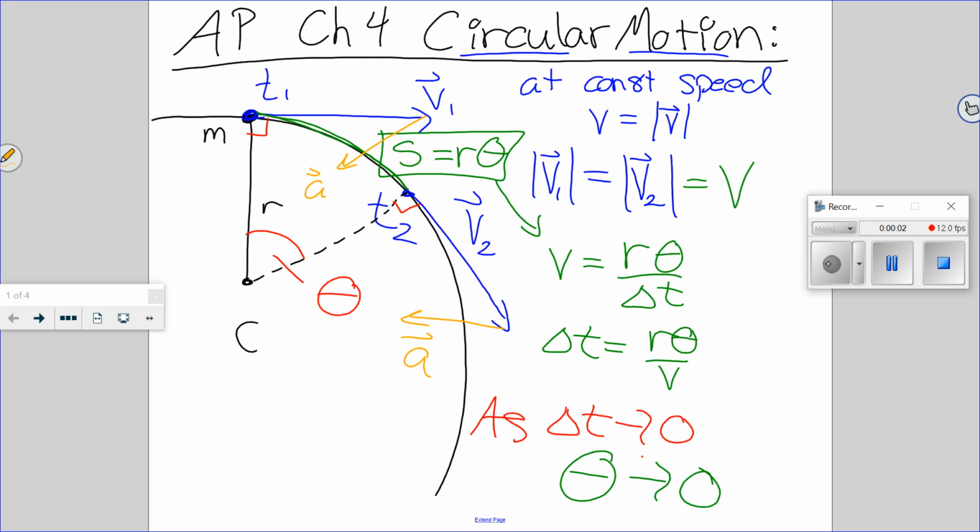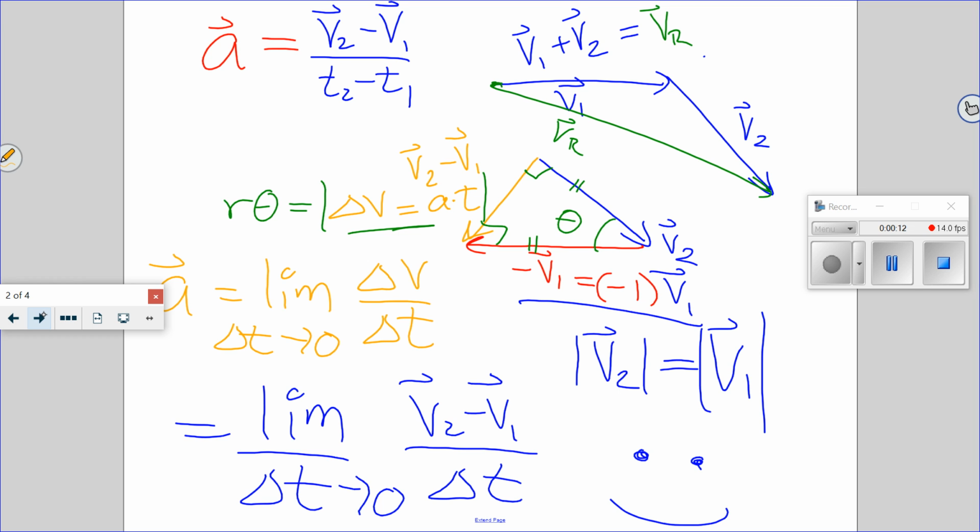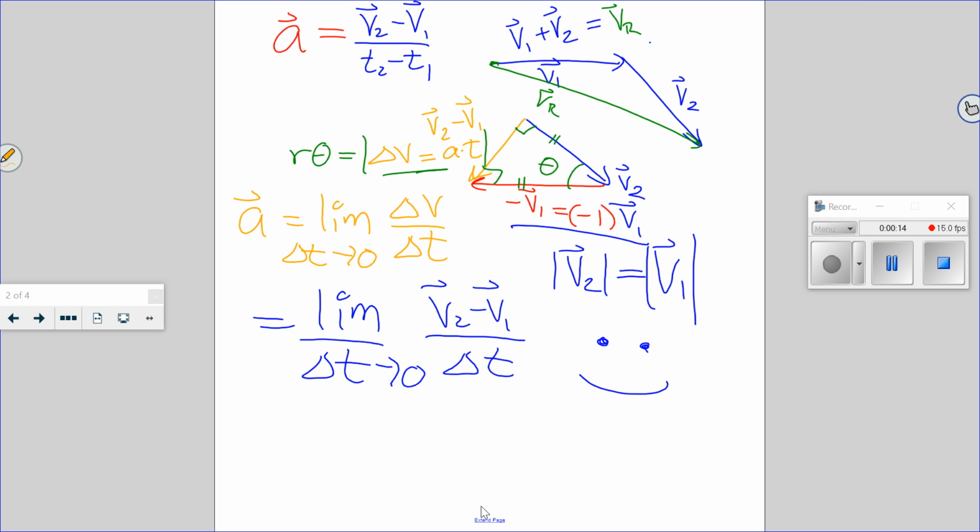For the finale then, let's see if we can piece this together. Maybe we need another page, yeah, let's gather everything together in one page. We've got our limits, we've established even that the direction of the acceleration is towards the center. We need delta V over delta T. And the magnitude of delta V is just r theta, as theta is approaching 0.